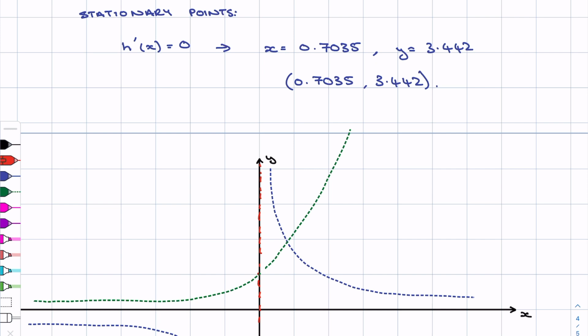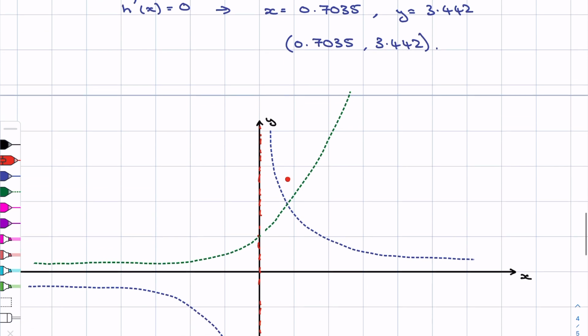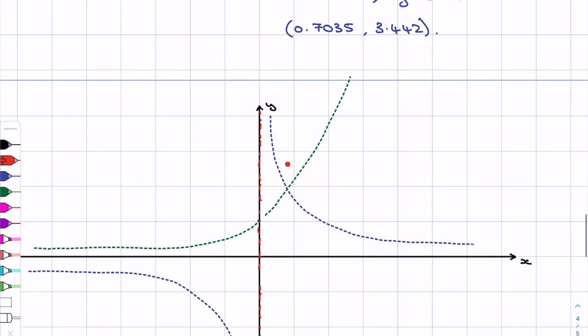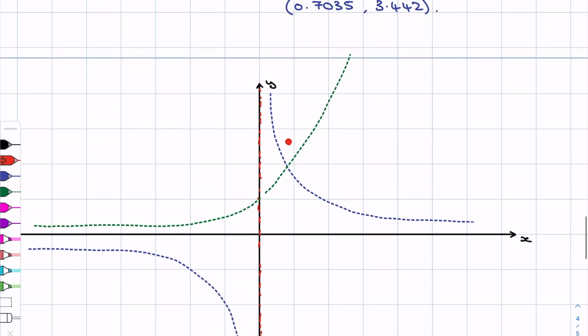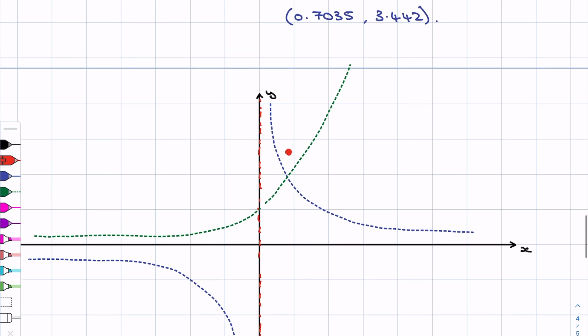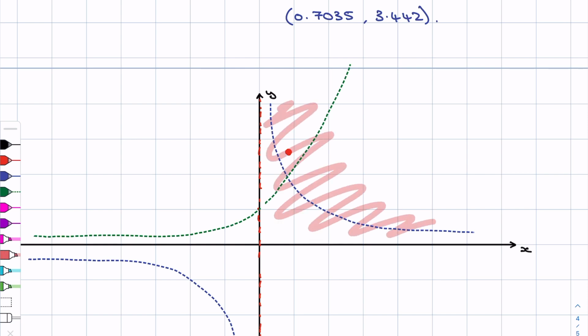So I know I have a stationary point at 0.7035 and 3.442. So I'm going to put that point in. That's my stationary point. And then I'm going to consider the graph in different sections. Now, considering the graph in all of this section, I can say that both f(x) and g(x) are both positive.